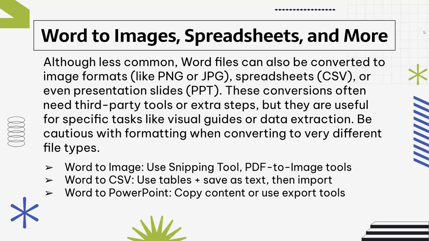So to convert a Word document to image, you can use the snipping tool or PDF to image tools online. For Word to CSV, which is again for spreadsheets, you can use the tables feature and then save as text and then import that to save as a CSV. And then for Word to PowerPoint, you can copy the content and paste it into a PowerPoint. I guess that's what the presentation means. Or you can also use export tools.